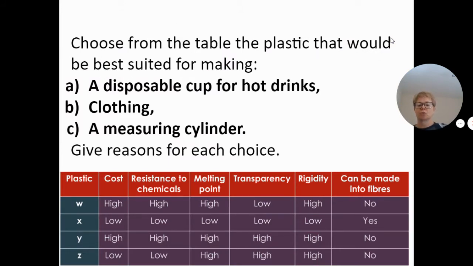Okay, a quick task for you. The table below shows you lots of information about a variety of polymers. Now, as you know, this topic is all about materials and their properties and how we design or select materials for certain jobs. So perhaps with the person next to you, pause the video, have a quick chat about which materials in the table you would choose for each of those 3 uses: a cup for a hot drink, clothing, or a measuring cylinder, giving reasons why.